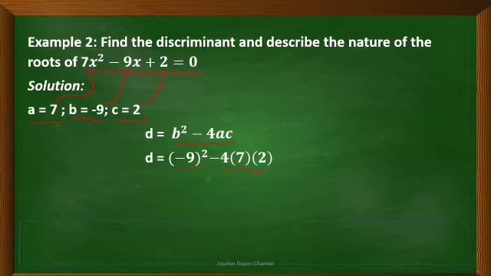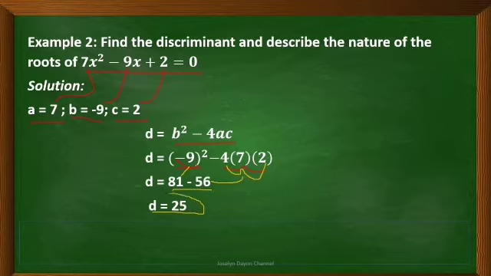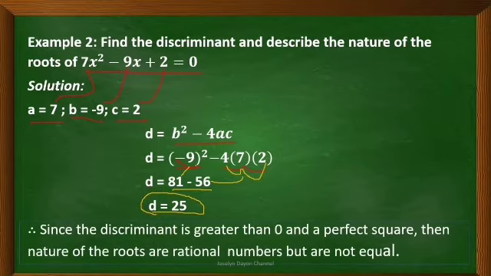Simplify further. Quantity of negative 9 squared is equal to positive 81. Then minus 4 times 7 times 2, the answer is 56. Subtract 81 minus 56, the answer is 25. So this is now the value of our discriminant. Since the discriminant is greater than 0 and a perfect square, because 25 is a perfect square, then the nature of the roots are rational numbers but are not equal.